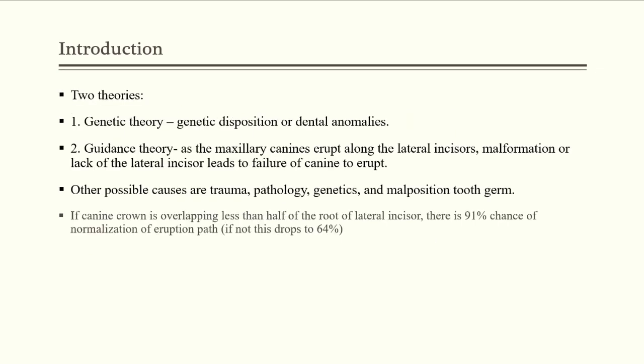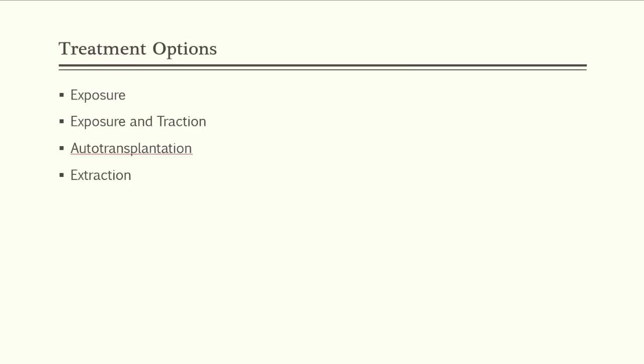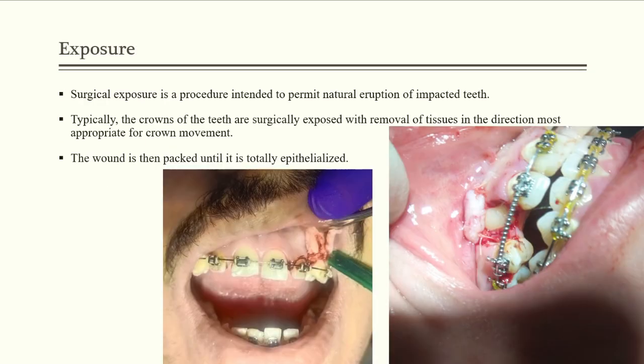There are two theories, the genetic theory or the guidance theory, and some trauma and all that. Now, if the crown of the canine is overlapping less than half of the root of the lateral incisor, there is a 91% chance that it goes back to normal. With a slope technique or CBCT, we can go for exposure and traction, autotransplantation, or extraction.